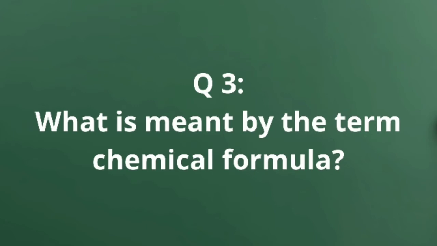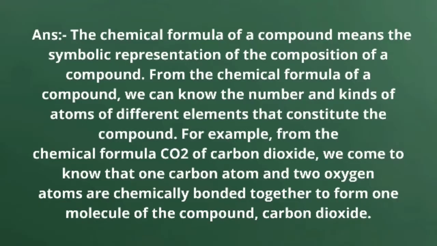Next question. What is meant by the term chemical formula? Friends, the chemical formula of a compound means the symbolic representation of the composition of a compound. From the chemical formula of a compound, we can know the number and kind of atoms of different elements that constitute the compound. For example, from the chemical formula CO2 of carbon dioxide, we come to know that one carbon atom and two oxygen atoms are chemically bonded together to form one molecule of a compound, carbon dioxide.